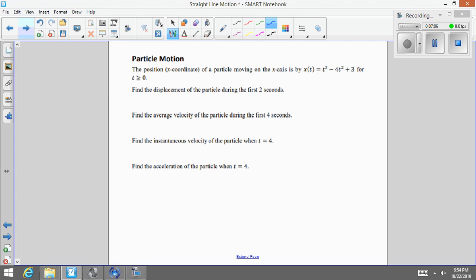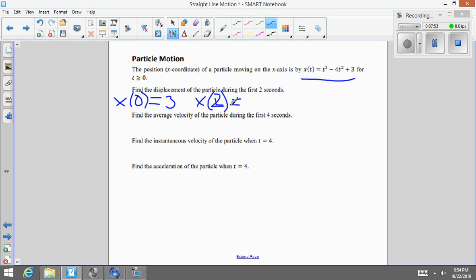Okay. Let's look at this example where we're just given the position function, which is x of t, for t greater than or equal to 0. All right, the first thing we're asked to find is the displacement of the particle during the first 2 seconds. Now, displacement is the distance from the starting point, okay? So to find the starting point, or the position when t equals 0, we would just find x of 0, plug 0 into the position function, and we would get 3. And then to find the position after 2 seconds, we'll find x of 2.